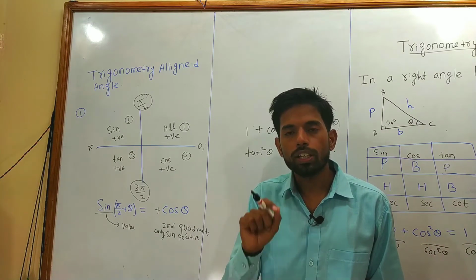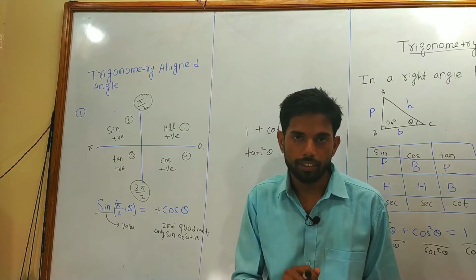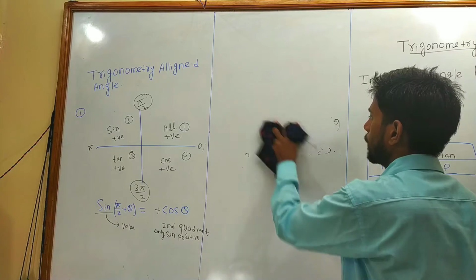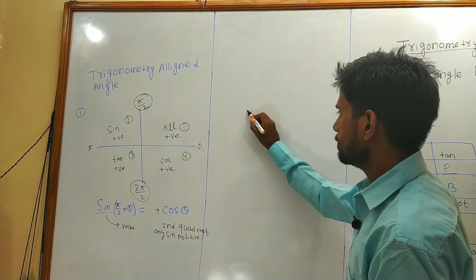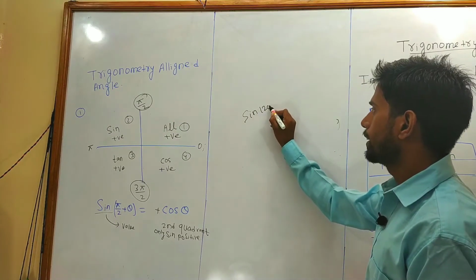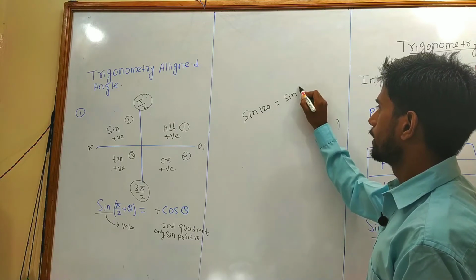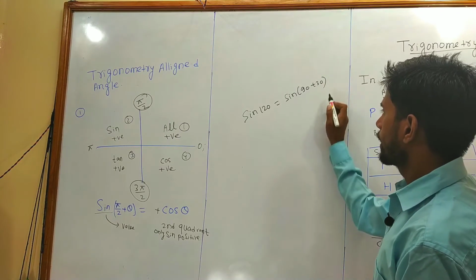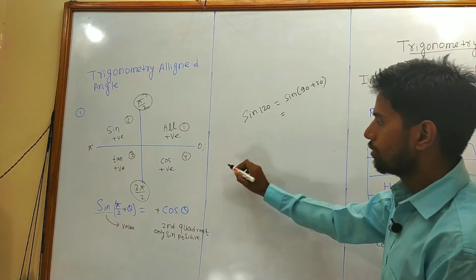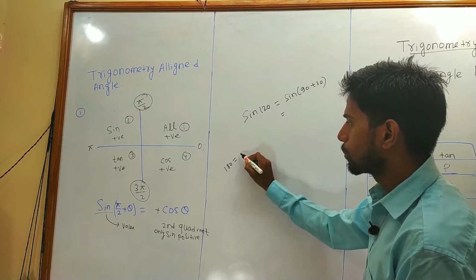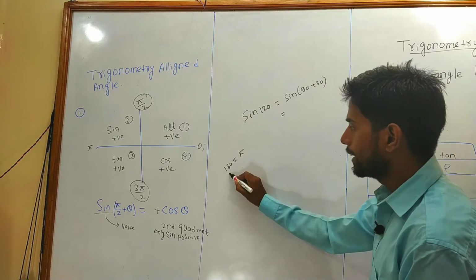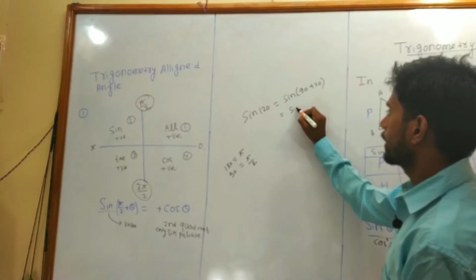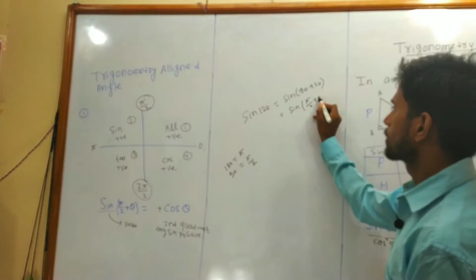Then if I am asking you what is the value of sin 120 degree. How to find the value of sin 120 degree? See, sin 120 degree we can write sin 90 plus 30. And 90 we can write in terms of pi. We know 180 degree is equal to pi. So 90 degree is what? 90 degree is pi by 2. So we can write sin pi by 2 plus 30.